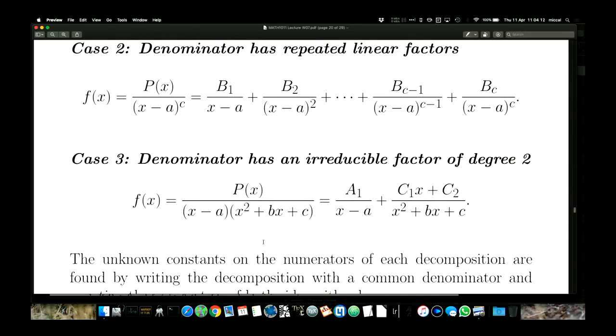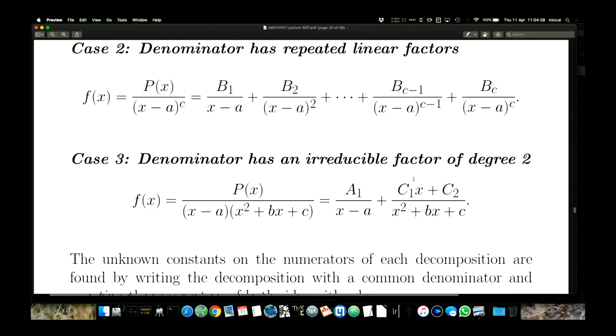The next case is if you've got a quadratic that's irreducible, so it has no real factors or real roots, whatever you want to call it. That will spit out a term with an unknown linear function up the top. And you notice the pattern. A linear gives an unknown constant, a polynomial one order less. A quadratic gives an unknown linear, and this pattern continues.